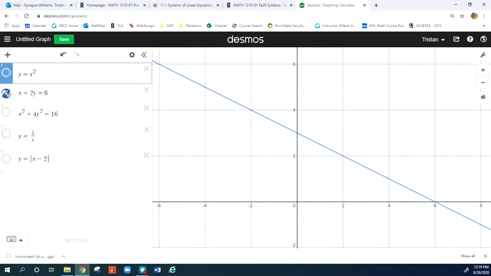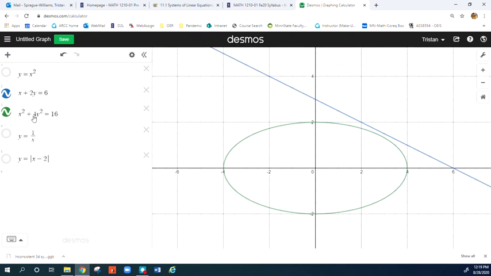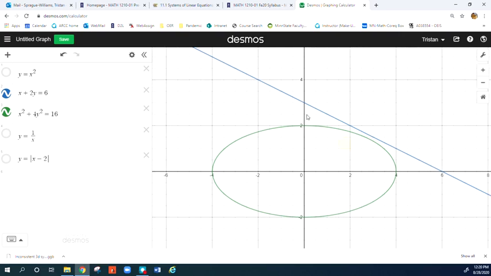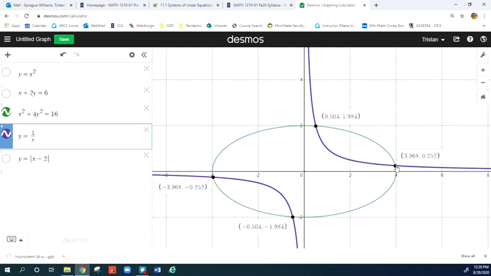So there's lots of different scenarios that you could have. That was a situation where that system had two solutions. Here's an example of a system of equations with these two here that has no solution. This ellipse and this line don't intersect each other at all. So if we tried to solve that algebraically, you wouldn't find any valid solutions. There are other situations, like for example, the graph of 1 over x taken with this ellipse. In this case, there are 4 different solutions.